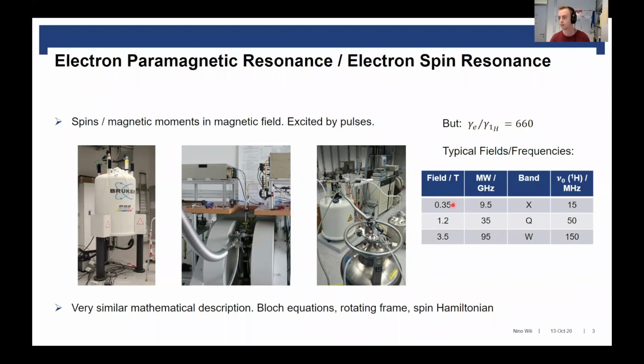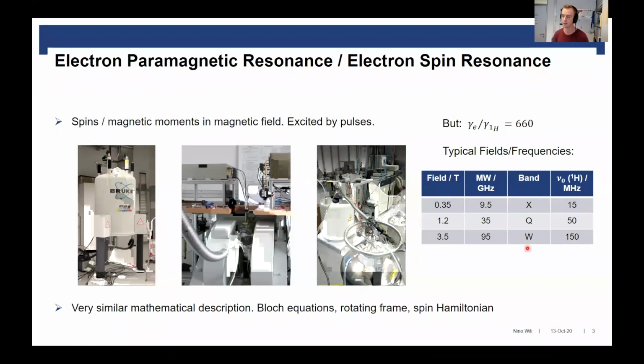We usually use fields of 0.35 to 3.5 Tesla. These then correspond to frequencies of about 9.5 gigahertz, 35 gigahertz, or 95 gigahertz. These frequency bands have certain names, X, Q, and W band, and I think it comes from radar engineering, basically. But there's nothing higher to this, basically. And this corresponds to rather low nuclear Larmor frequencies, so proton frequencies of 15, 50, and 150 megahertz, basically. And we'll come a bit to the point why we use these low fields.